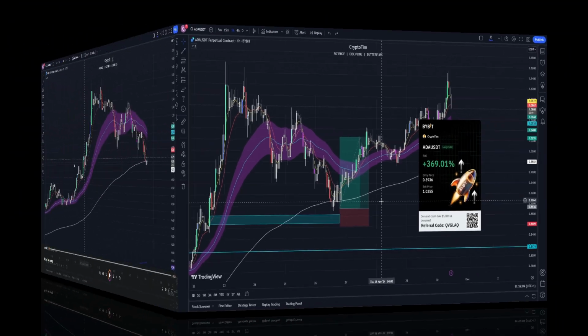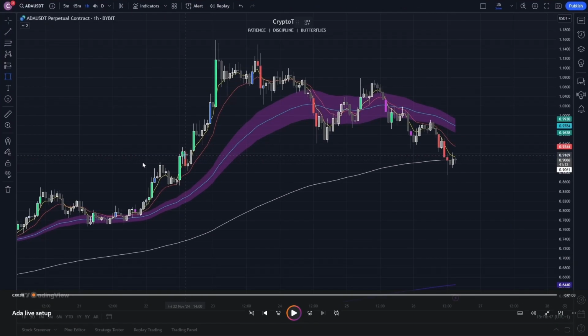Alright, so now for the actual TA part of the video, I'm on the ADA or Cardano chart on the 1-hour time frame. What can we see here? We had this good rally up. We have this type of retracement. We're sitting around the 200 TMA. We have this red vector candle with a long wick at a potential low, which can be considered a stopping volume candle.